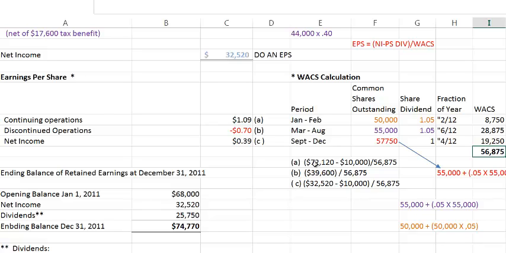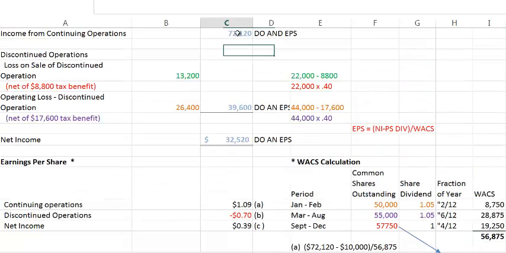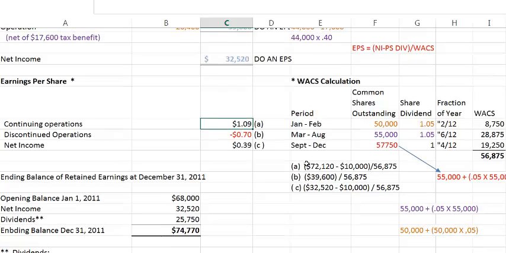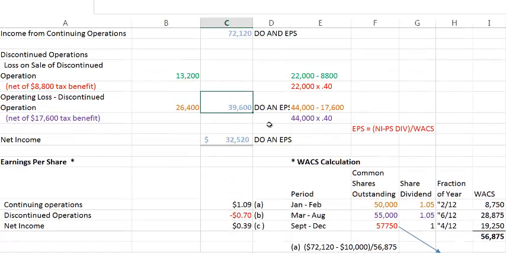So when I add this column together, I'm going to get weighted average common shares of 56,875. So to calculate my earnings per share on continuing operations, I'm going to take my continuing operations income, deduct the preferred share dividend I declared, and divide it by my WACS, which is 56,875, and that's going to give me $1.09.